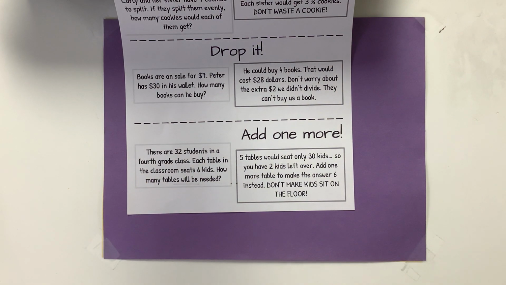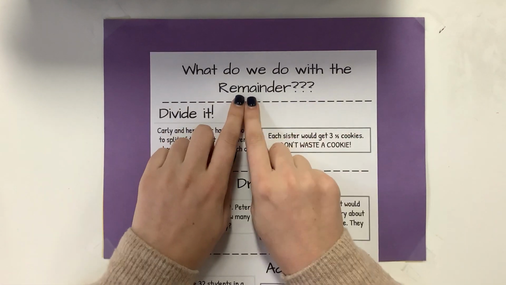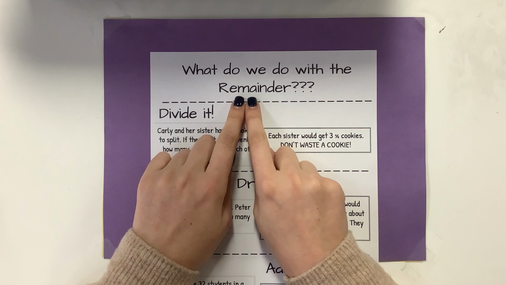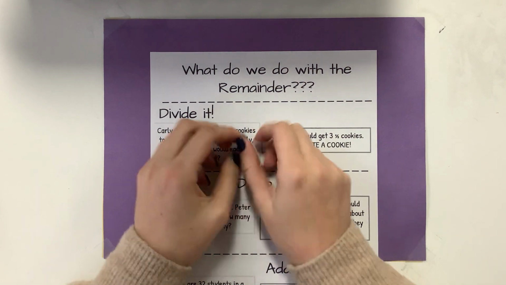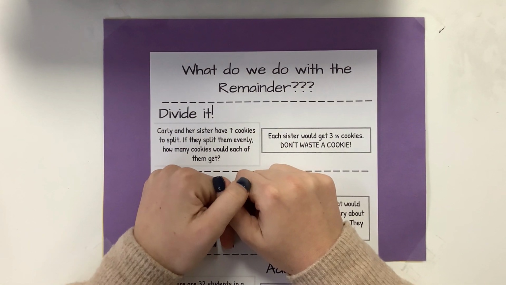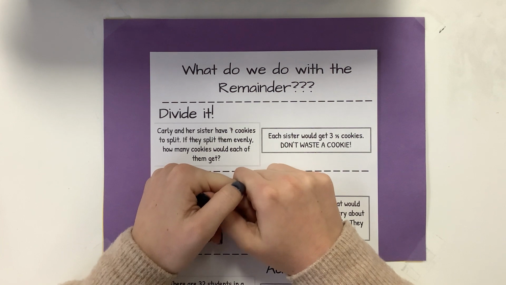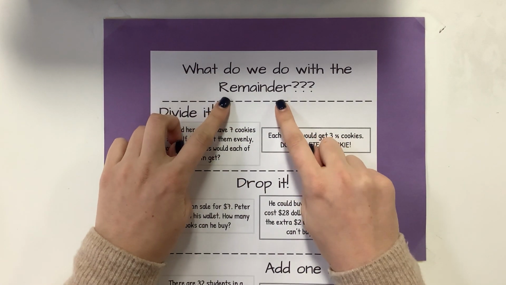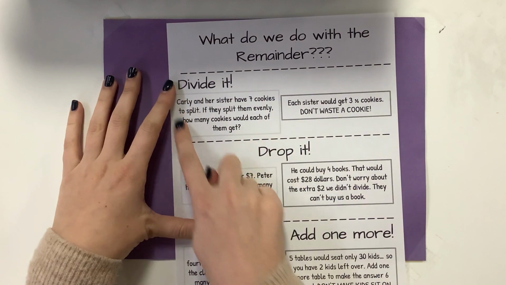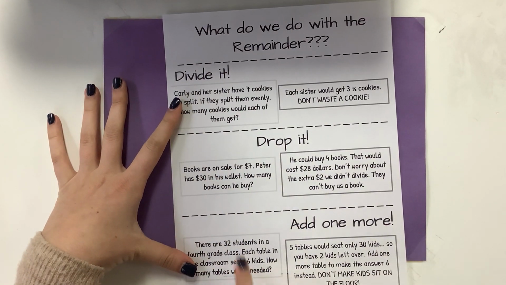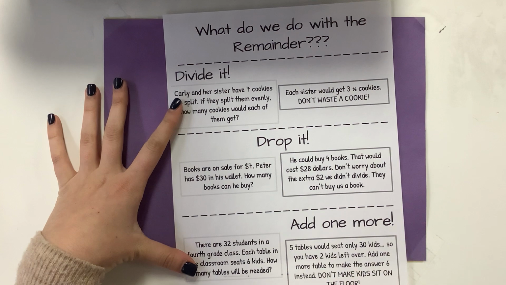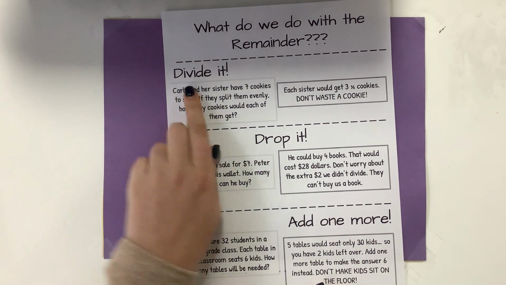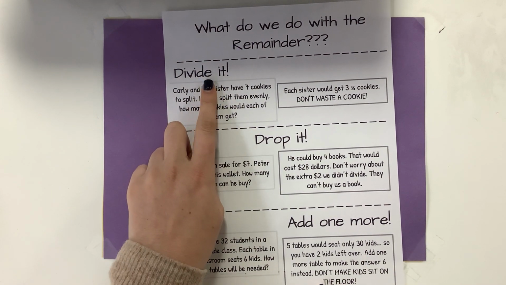Okay, hopefully you guys feel a little more comfortable with the idea of remainders. Remainders are such a real life thing that you are going to see all the time. Things don't always come out evenly or equally. So the best thing that we can do as mathematicians is think about the context of our problems and logically what makes the most sense to do with that remainder. Is it like a cookie? Can we split it and divide it?